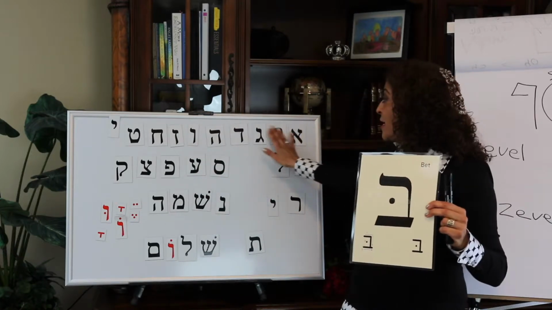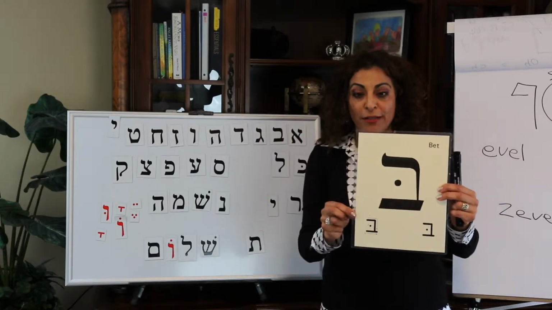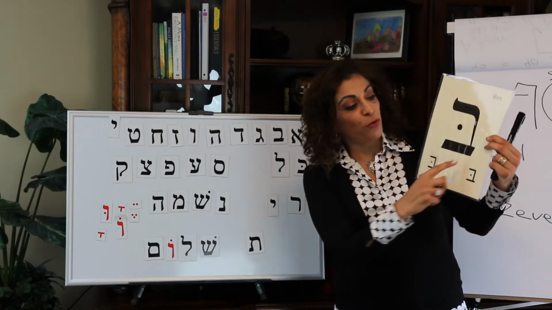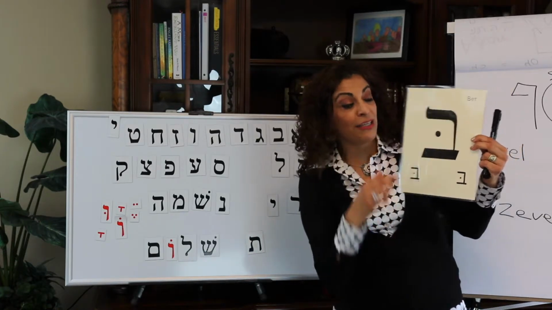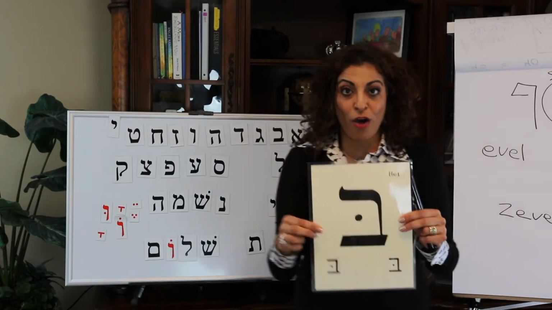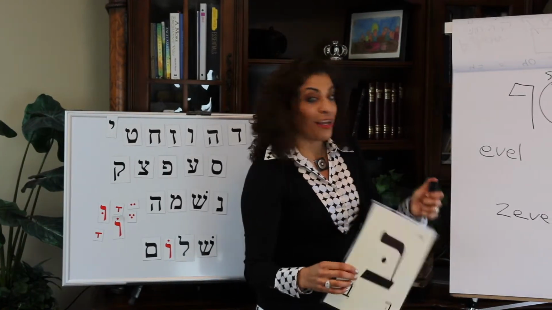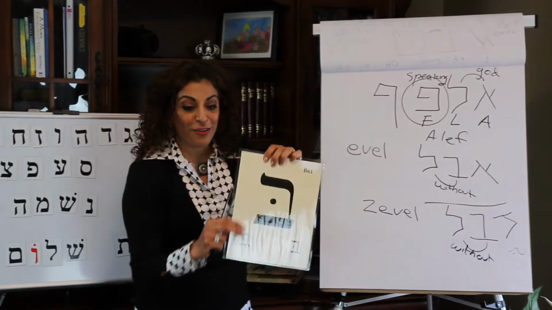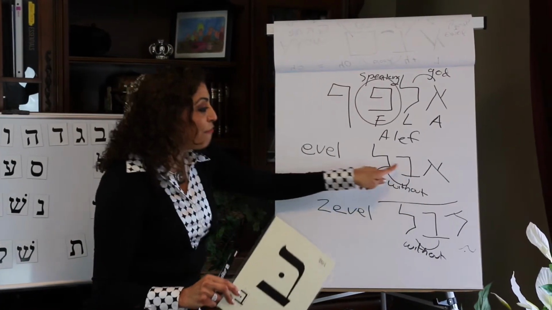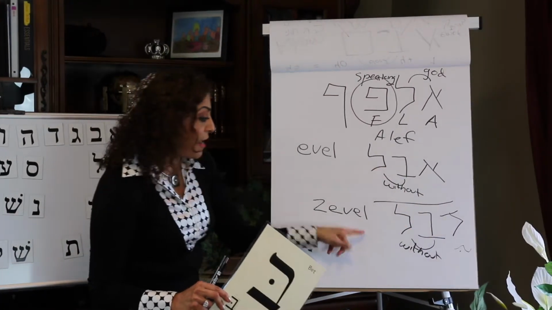And each letter is beautiful on its own right. So this is the bet. From the word bracha, blessing, it's the second letter of the Aleph bet. And if we talk about, remember how it says Evel, Zevel.